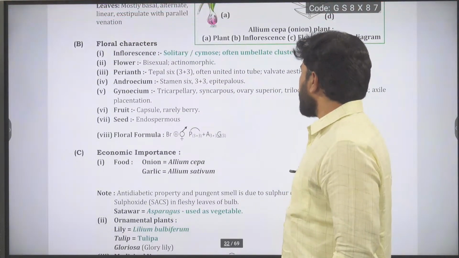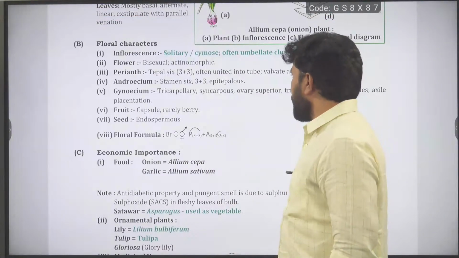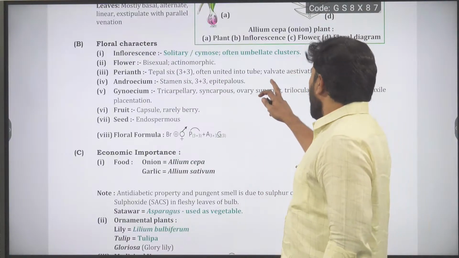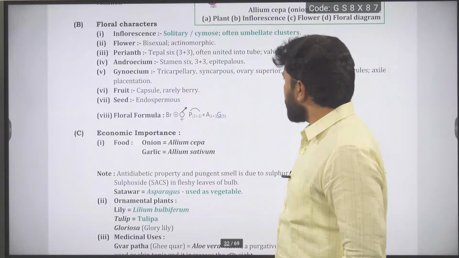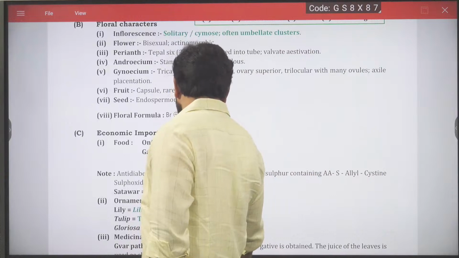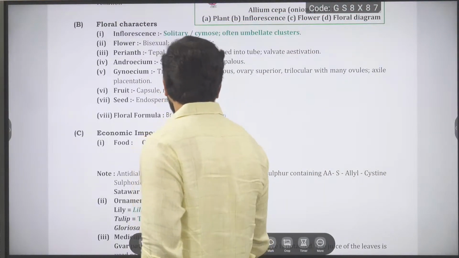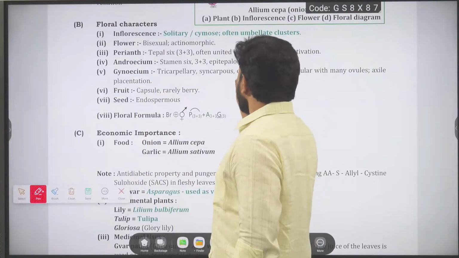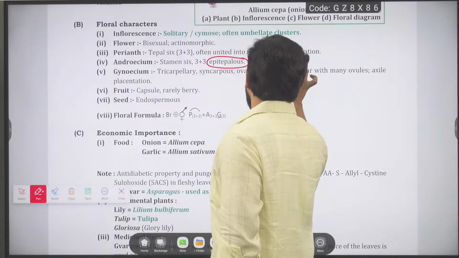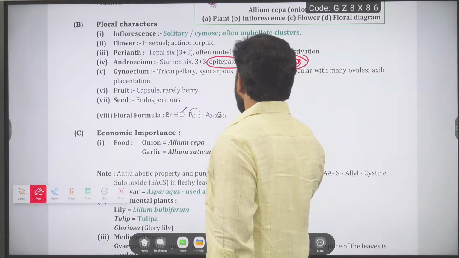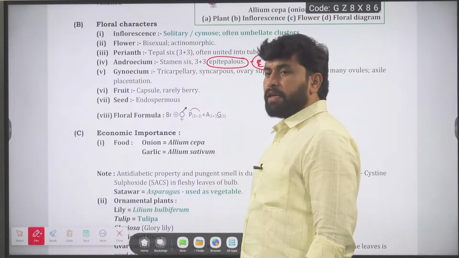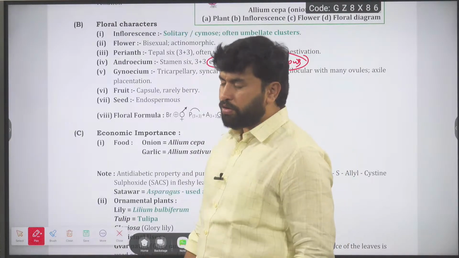Next one, tepals, 6, often united to a tube. Underline that. Tepals are 6. Perianths appear like a tube. Valvate situation, that's okay. Androecium, stamen 6. Epitepalous, very important. Do you remember what it means to be epitepalous? Epitepalous, which is also called epiphyllous, means attached on the surface of tepals. Gynoecium, tricarpellary, syncarpous. Of course, tricarpellary because monocots.